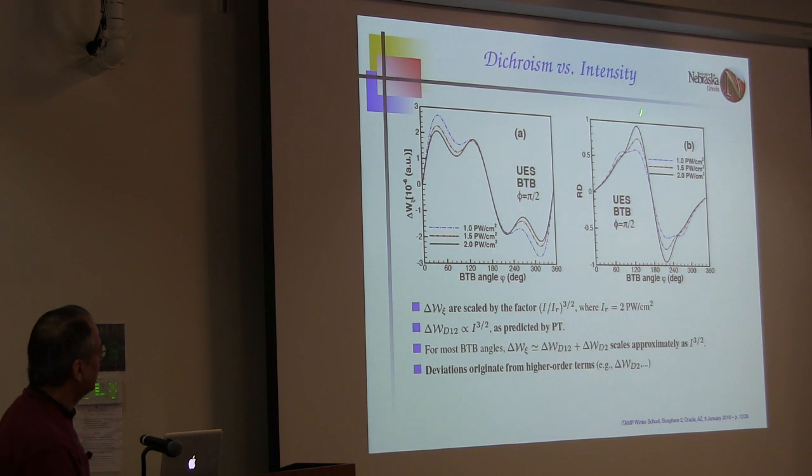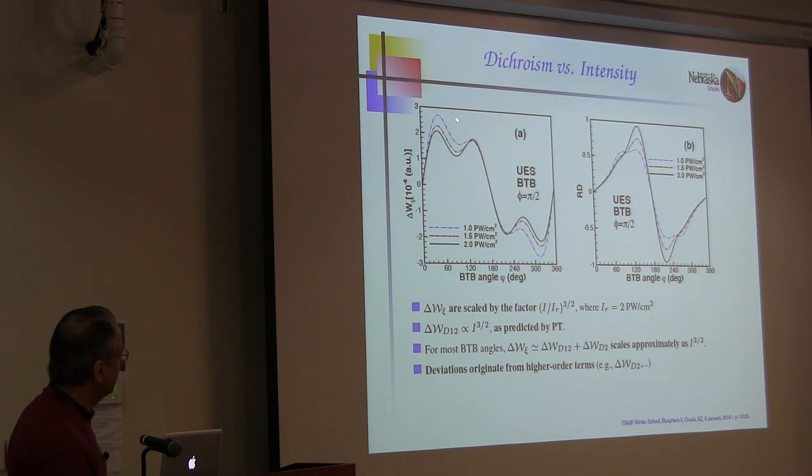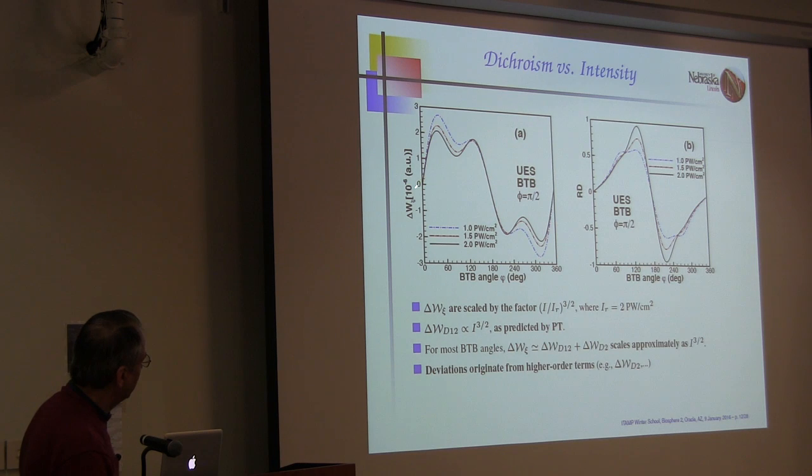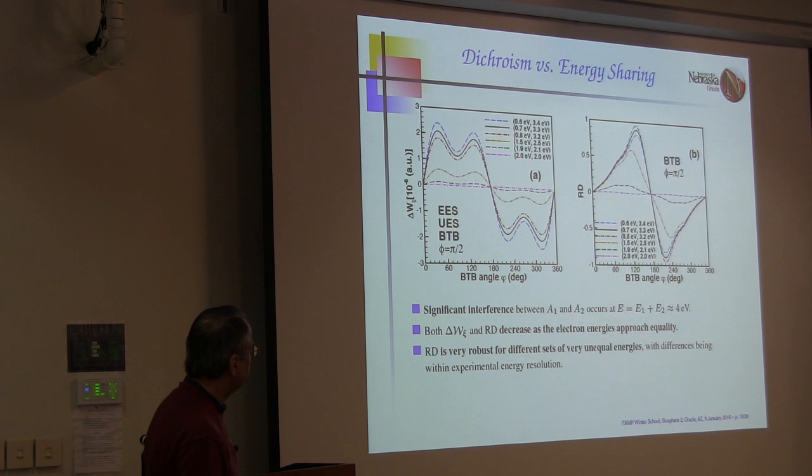And the dependence of this effect on intensity is rather stable. There are 3 different intensities here, 1, 1.5, and 2 petawatts, but normalized by the intensity to the 3/2 power. So the difference here is due to higher order terms coming in, but basically the dependence on the 3/2 power is pretty well confirmed by our numerical calculations.